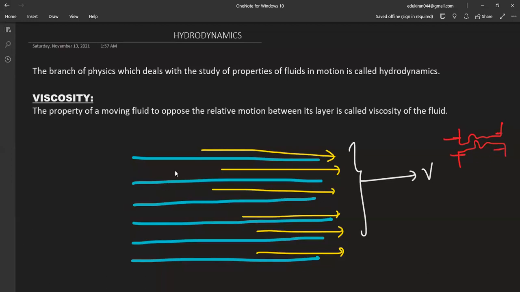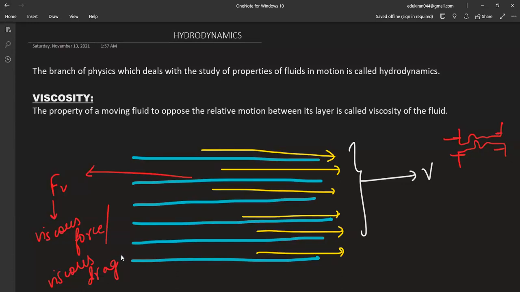Similarly, this will also be rubbing. These two layers will be opposing their flow. There will be a force which will oppose their motion. It will provide a resistance. So backward, in the opposite direction, the way we have friction force, this force is known as viscous force. Or you can say this is known as viscous drag. Fine. So there is an opposition.